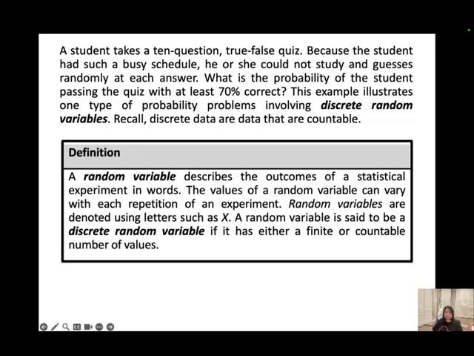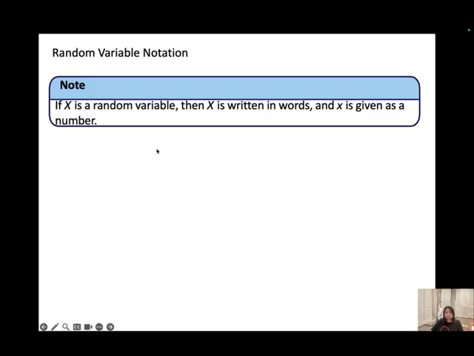Look at the definition. A random variable describes the outcomes of a statistical experiment in words. The values of a random variable can vary with each repetition of an experiment. Random variables are denoted using letters such as capital X. A random variable is said to be a discrete random variable if it has either a finite or a countable number of values. Random variable notation: if the capital letter X is a random variable, then X is written in words, and lowercase x is given as a number.